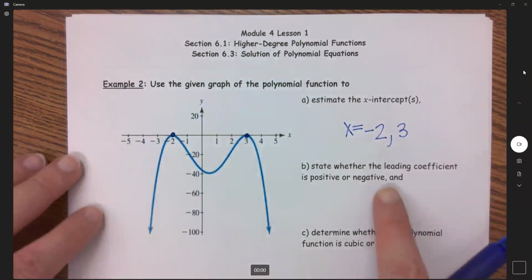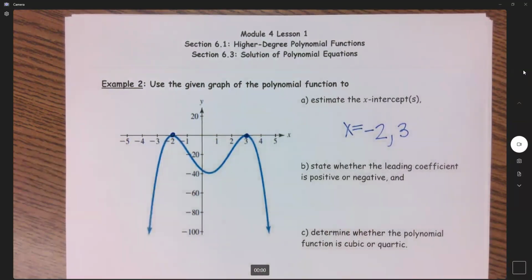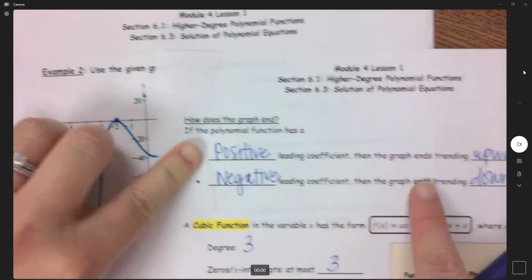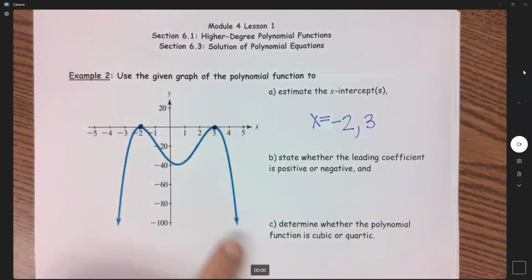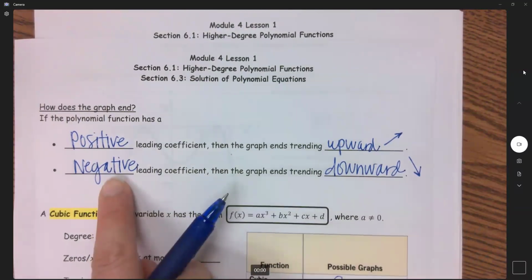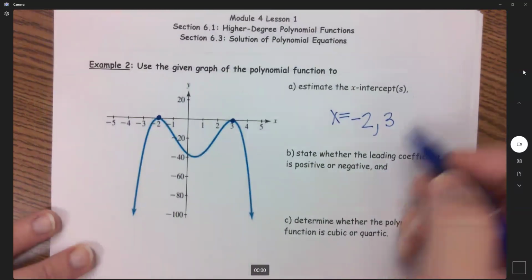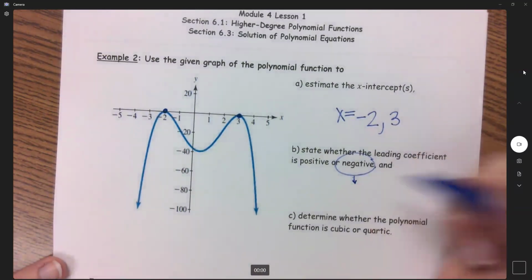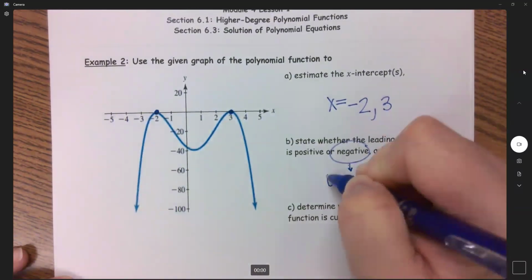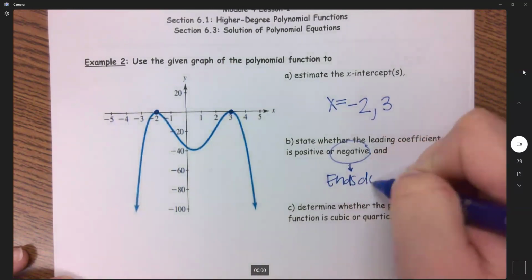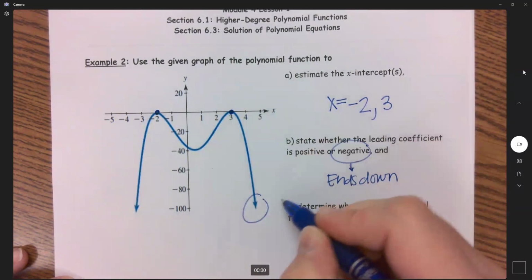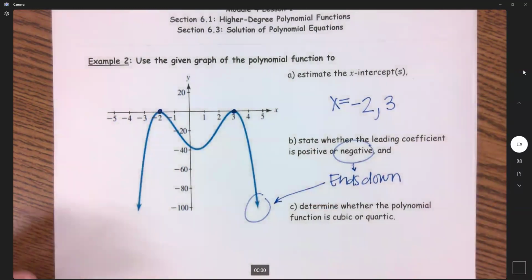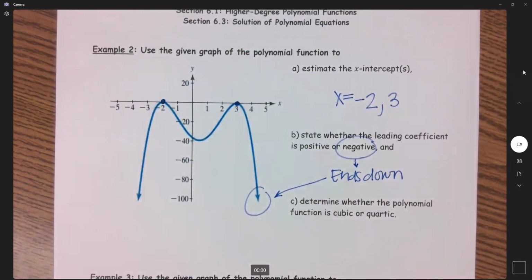So now state whether the leading coefficient is positive or negative. If it is positive, then that graph ends trending upward. This is not trending upward. This one is trending downward. So it must be negative. So we have a negative leading coefficient. If you want to just leave it like that, that's fine. But I'm going to put because it ends down. You can see that right there. Okay, so that's how I know it's negative.